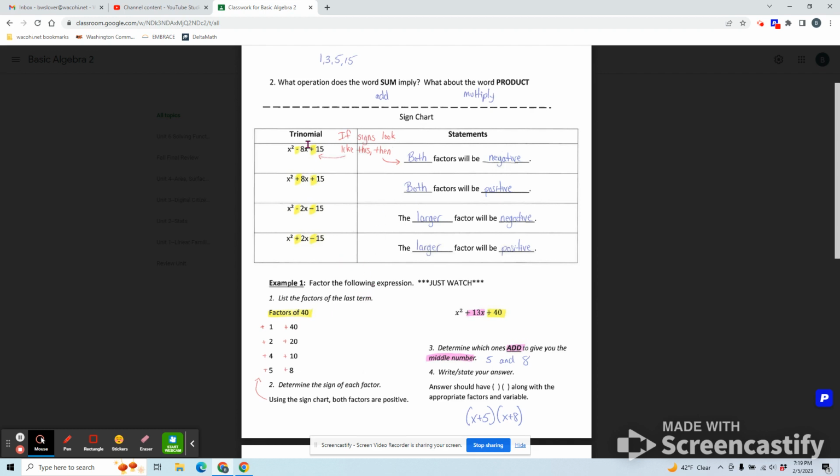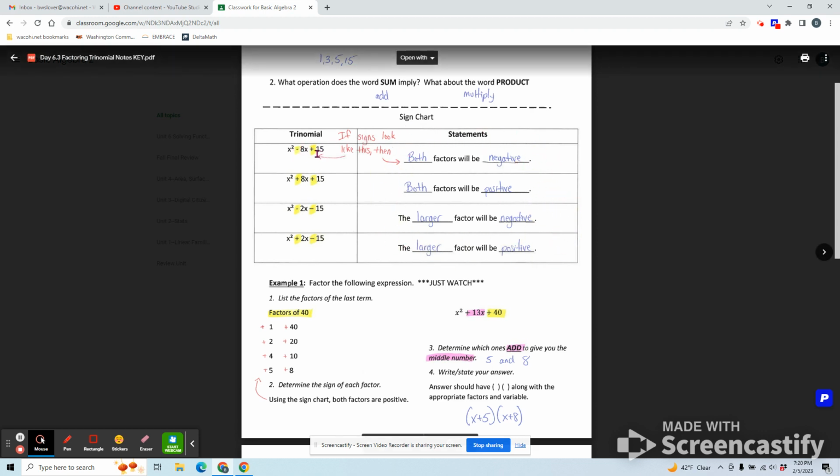So a sign chart. This is just saying if this is my trinomial, and it doesn't mean that it has to be x squared minus 8x plus 15, it just means I'm looking at the signs, the operations. A minus, a plus; a plus, a plus; a minus, a minus; a plus, a minus. If those are my signs, then what's over here is true.